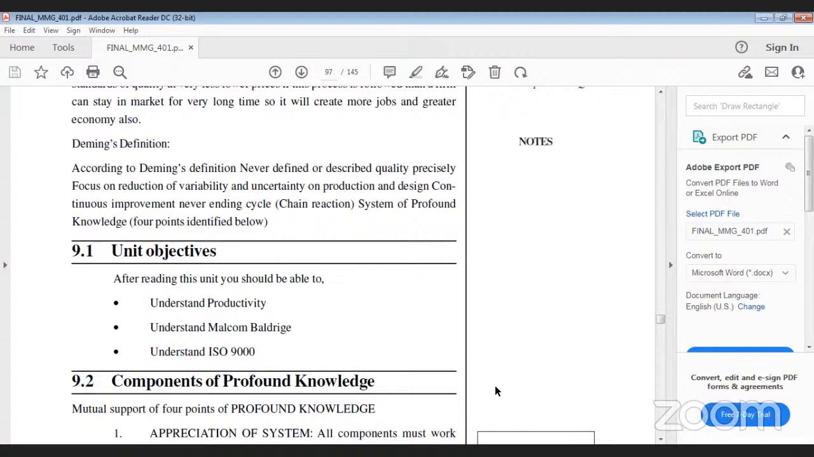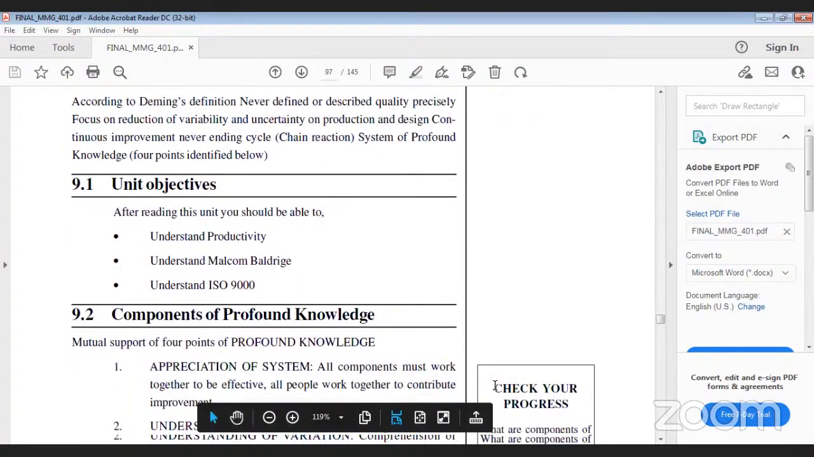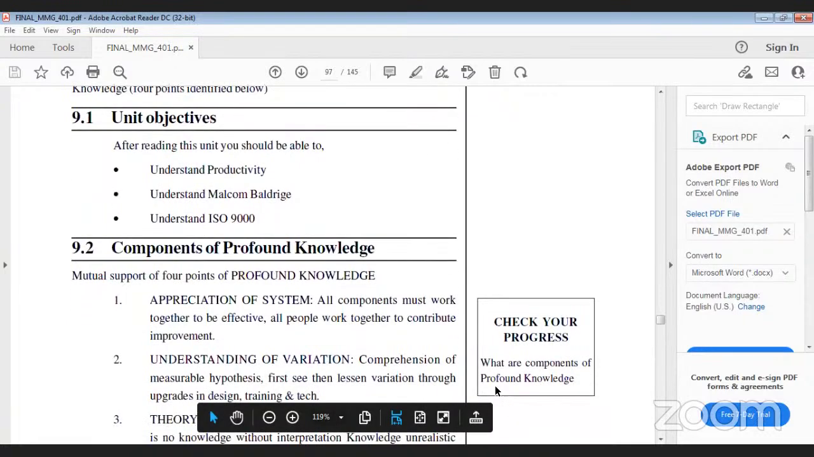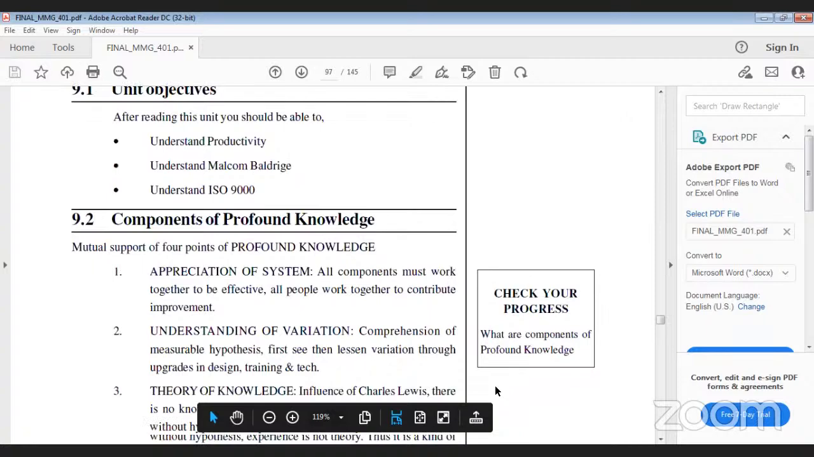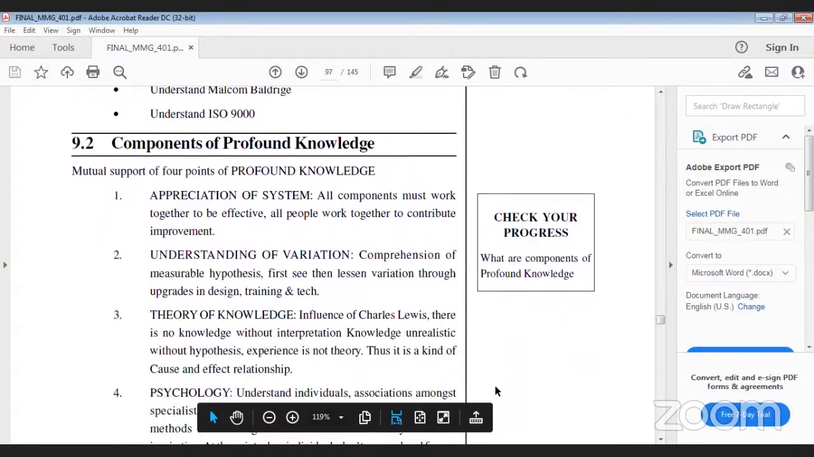The mutual support of the four points must be profound knowledge here, and those four points are: appreciation of a system, then understanding of variation, then third is theory of knowledge, and fourth is psychology. In this appreciation of a system, all the components must work together to be effective. All people work together to contribute to improvement.